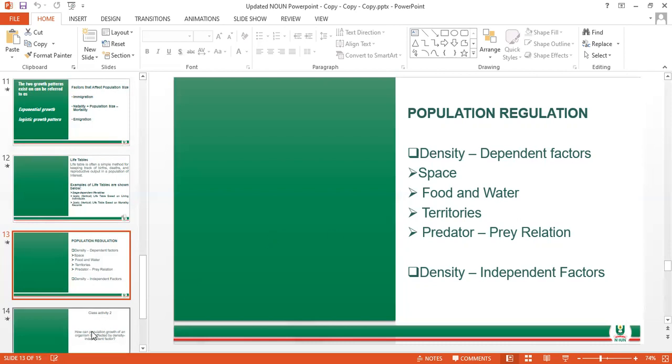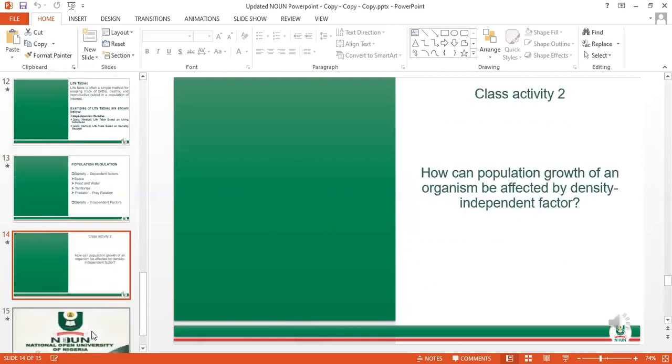All right, so class activity 2 is the question: how can population growth of an organism be affected by density independent factors? That's an assignment for class discussion for you.